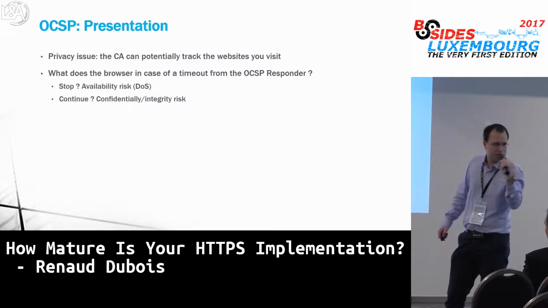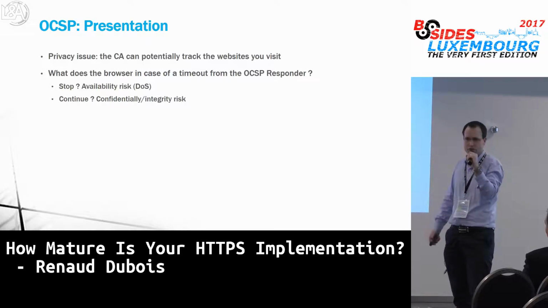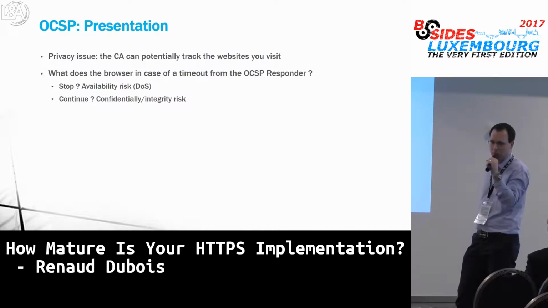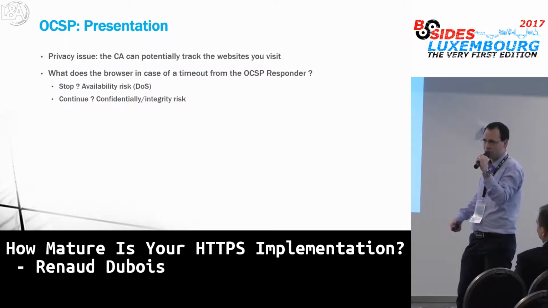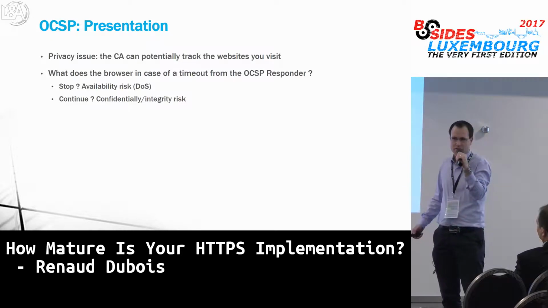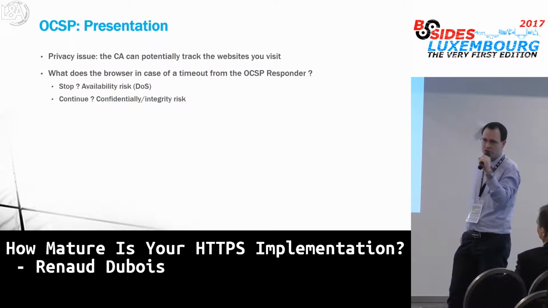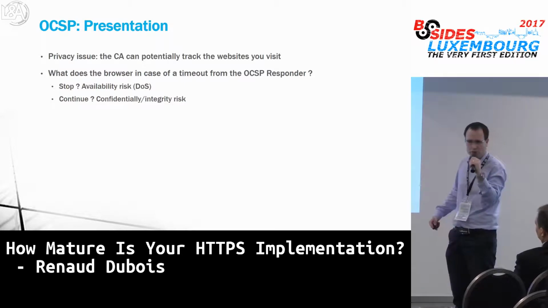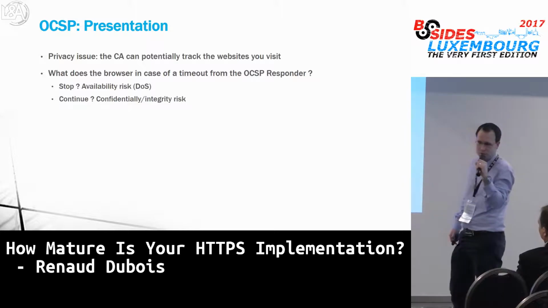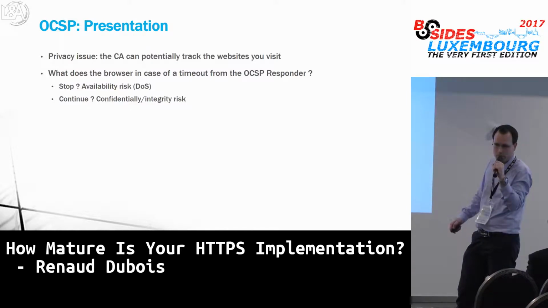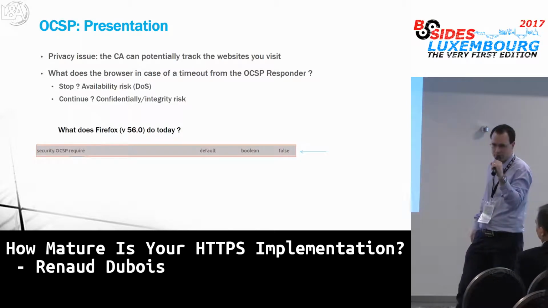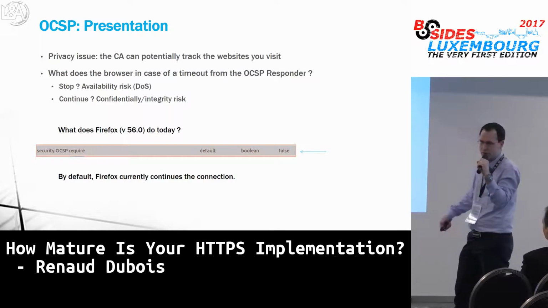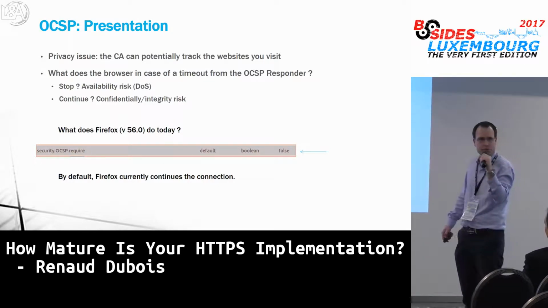So what are the limitations? There is a privacy issue, because the certification authority, with the OCSP responder, can potentially track the websites you are visiting. And what happens if the OCSP responder is not answering? Two possibilities: either you stop, and there is a potential availability problem, denial of service, or you continue, and then you could connect to some website where the certificate is potentially compromised. What does Firefox do today? They implement a way to continue, which you can easily change in your browser.